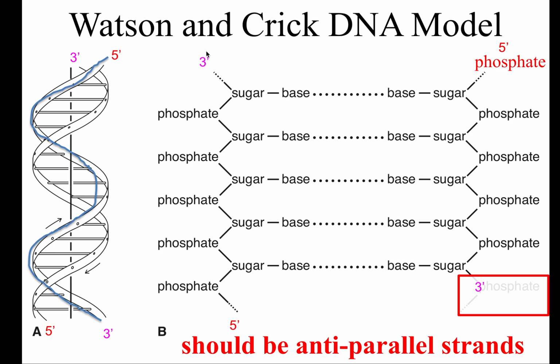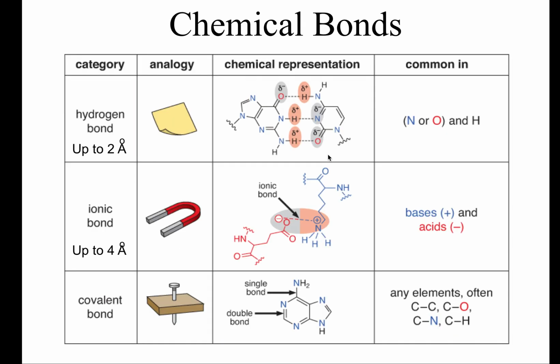5' to 3' in one direction, and the chain that it's attached to is going the opposite way. 5' to 3', top to bottom. This is 5' to 3', bottom to top. Okay, so I mentioned a hydrogen bond, and that is one of the kinds of chemical bonds that you find in biological systems. There's a couple other ones that we'll talk about.